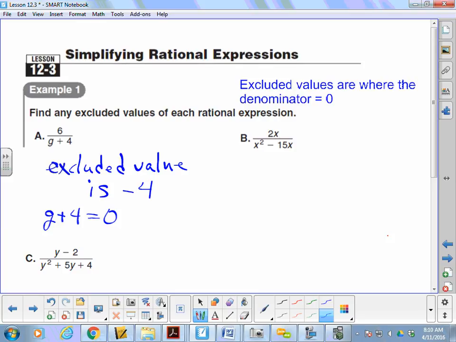All right, so letter B. We could put this in our calculator also, find it. We're not going to. We're going to focus on just solving this equation when the denominator equals 0. Terry.